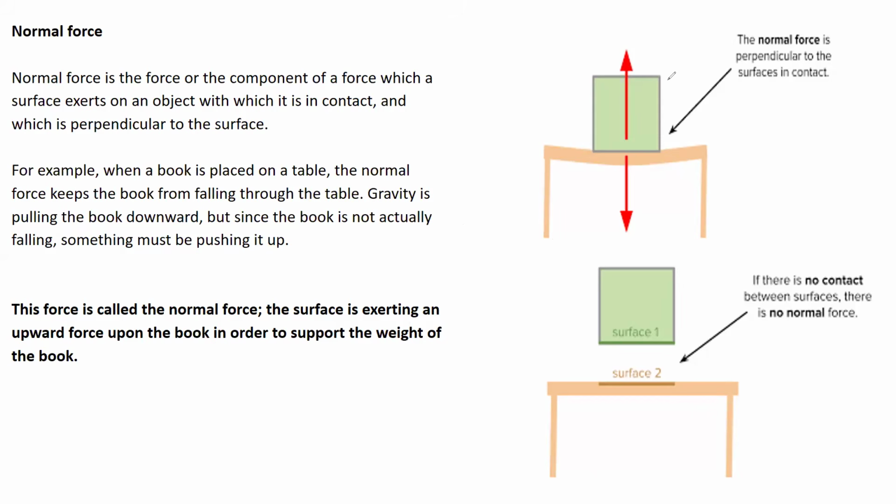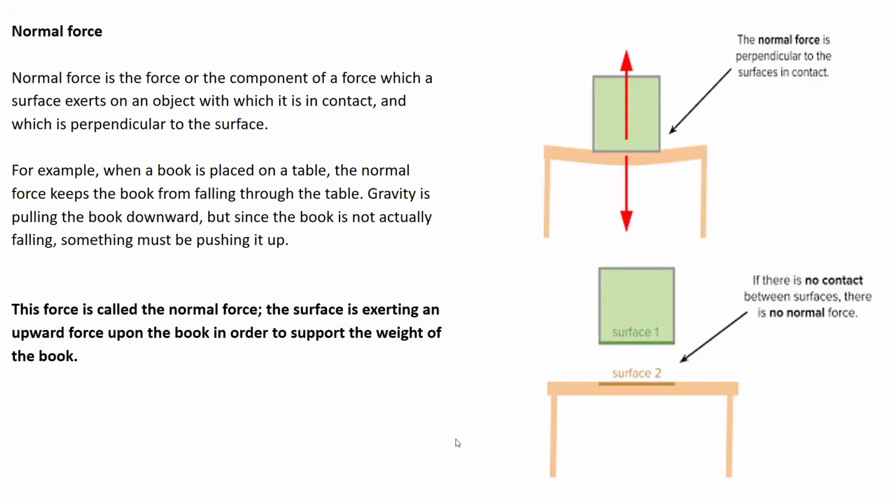Now, also, before I move on to my next slide, you will remember this when I do a question later on. Please follow this idea. This statement says, if there is no contact between the surfaces, there is no normal force. So if there is no contact, please notice that normal force is unavailable. Here's surface 1, surface 2, and there's a space in between them. So normal force will not be available.